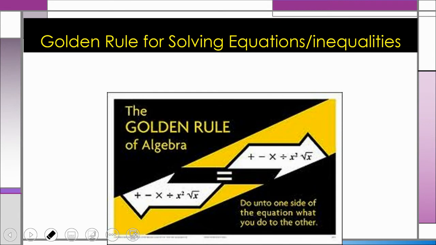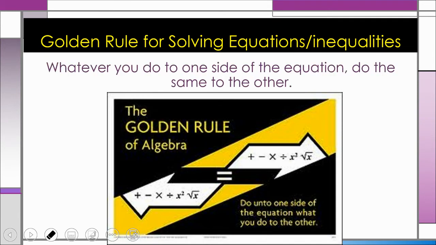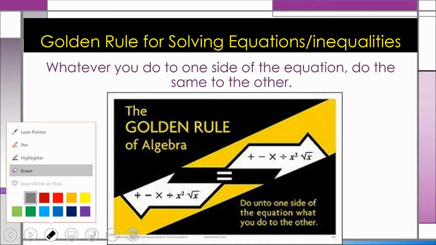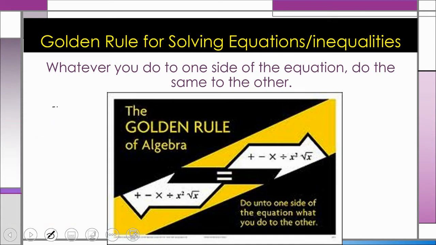So the golden rule for solving equations and inequalities is whatever you do to one side of the equation, you have to do to the other. The reason that we do this is we have to keep the equations and inequalities balanced. One of the strategies that your teachers may have talked about was when you have an equal sign or an inequality sign, you draw a line down the equal sign. And that kind of helps us balance what we need to do, what we need to move across.